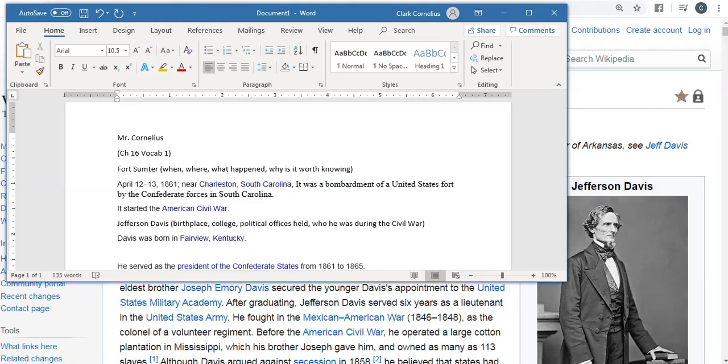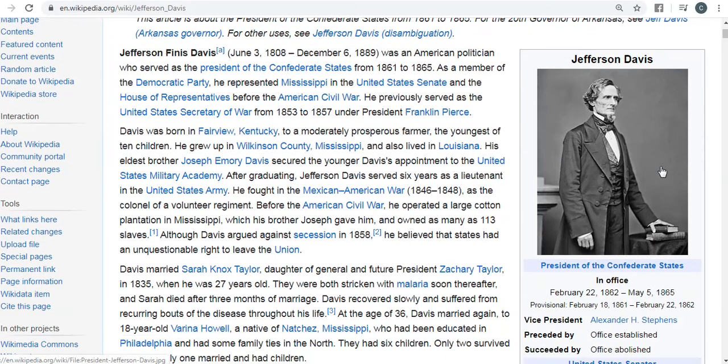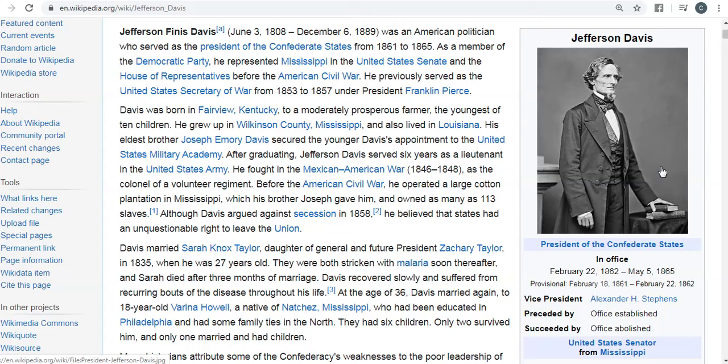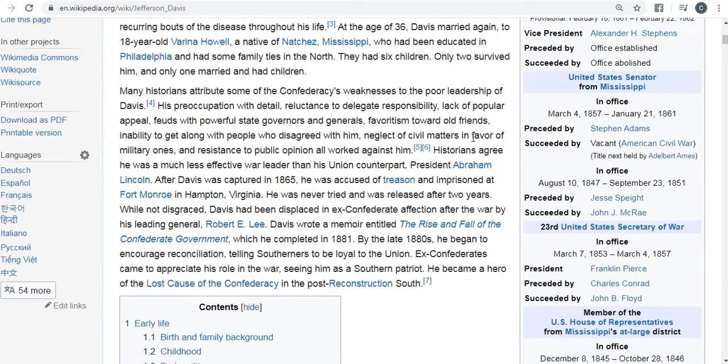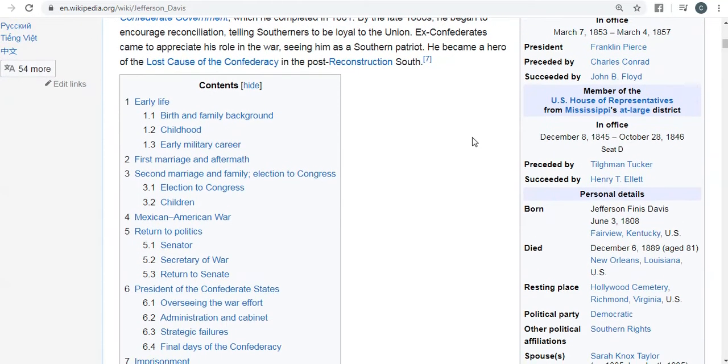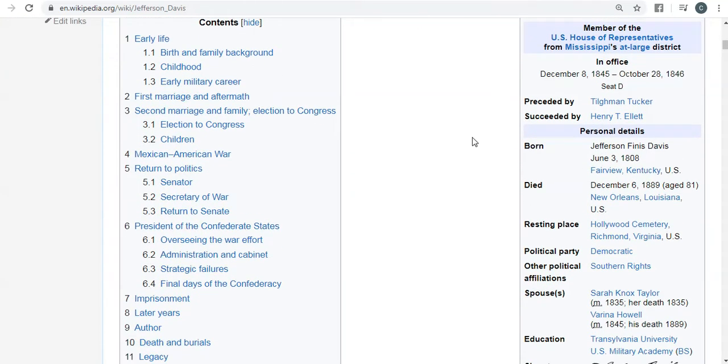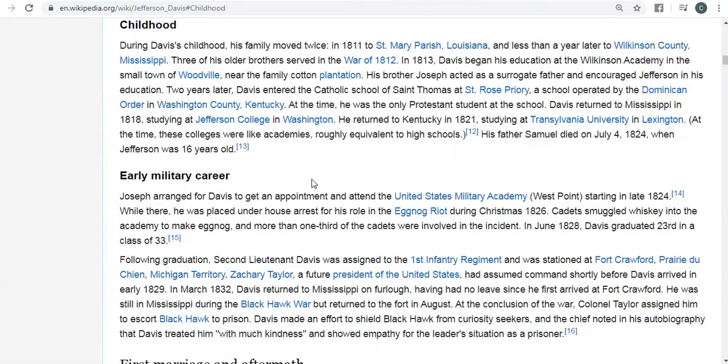College. I'm going to have to dig a little bit deeper here to find that out. Where did he go to college? Let's look. His eldest brother secured the Douglas Davis appointment to the United States Military Academy. Now wait a minute. I thought a lot of people said he went to Transylvania University. Let's go down here and see about that. Childhood. Okay, he moved twice. He studied at Transylvania University in Lexington.